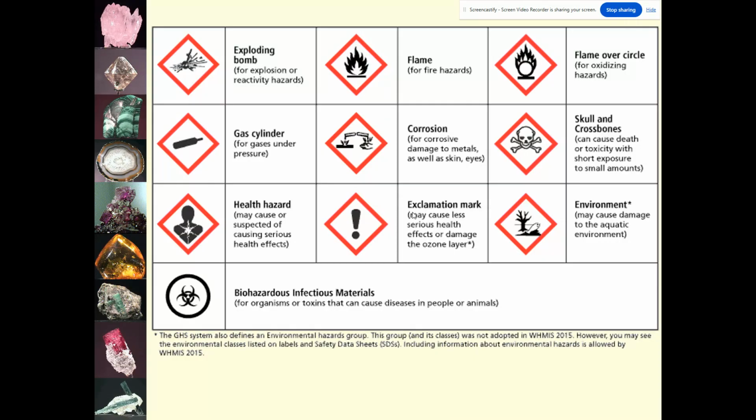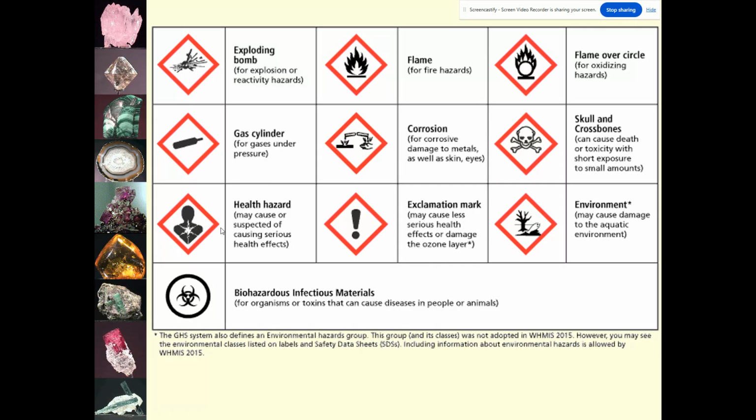Skull and crossbones can cause death with short exposure, so that's obviously definitely something you don't want to drink. Same with health hazard and exclamation mark. They also can cause health effects, and exclamation is less serious than skull and crossbones or health hazard, but still something you obviously don't want to drink or release into the environment, as it says it can damage the ozone layer.